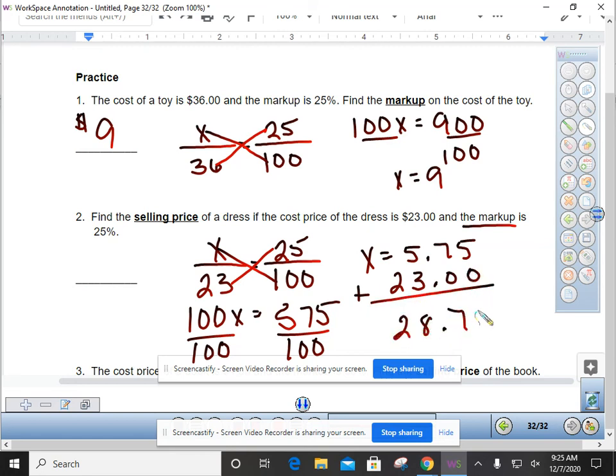Perfect. Is everybody with me on how we're doing this? We've done this already once this year. It should be pretty simple.